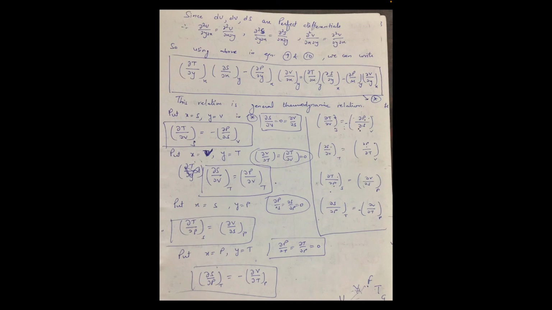Similarly, if we put x equal to pressure P and y equal to temperature T, and put ∂P/∂T equal to 0 and ∂T/∂P equal to 0, in equation star we have the fourth Maxwell relation, ∂S/∂P at constant T is equal to minus ∂V/∂T at constant P.